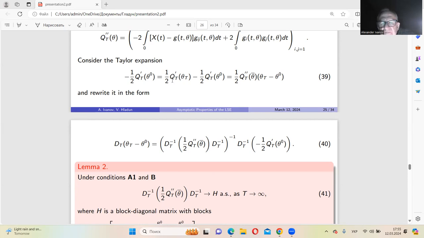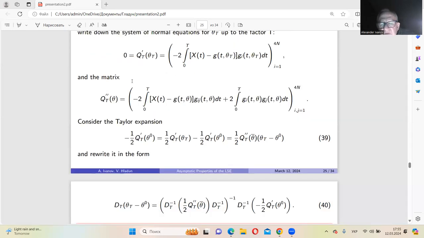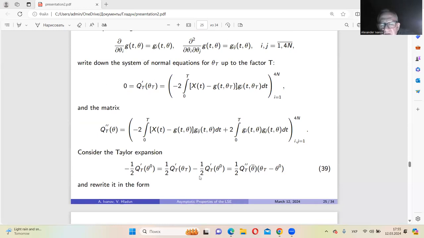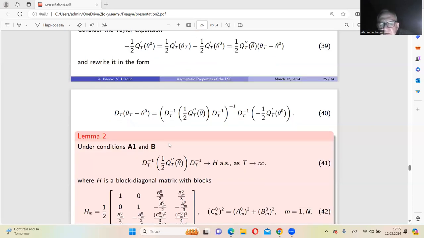Because this is Q_T prime of theta hat_T. This is the system of normal equations. Therefore, it's equal to zero. Then we have, in fact, the relation. This expression, this vector, is equal to this matrix of the second derivatives at some intermediate points in every row, multiplied by this difference. And we normalize by this diagonal matrix D, this equation, and we prove that this matrix tends to some constant matrix.